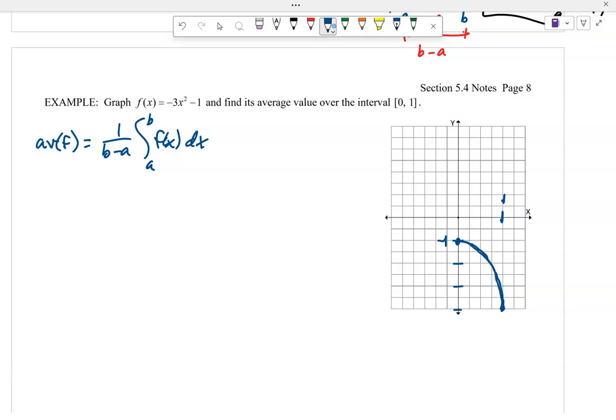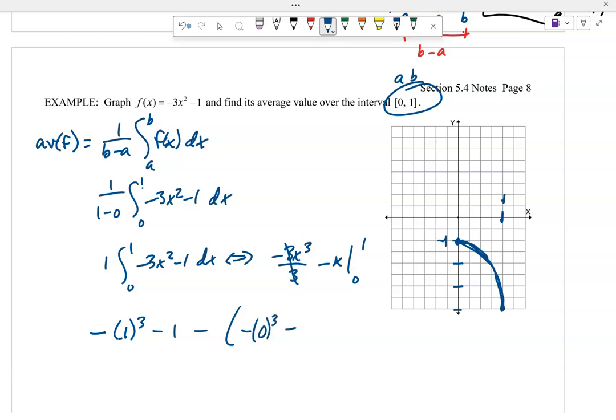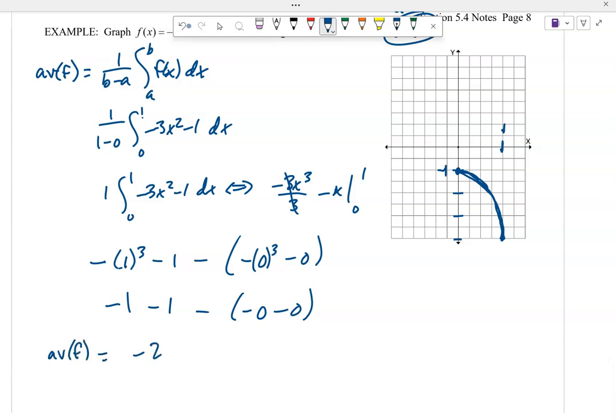Okay, so it takes on all these y values on that curve. We're trying to find the average over that curve from 0 to 1. So let's go ahead and run through it. This is our a, that's our b. So 1 over 1 minus 0 times the integral from 0 to 1 of negative 3x squared minus 1 dx. So I've got 1 over 1, just a 1 out front. My average value, if I run the integral here, I've got negative x cubed minus x, and then I plug in 1 and 0. So we get negative 1 minus 1 minus negative 0 minus 0. So we get negative 2. The average y value on that interval is an average functional value of negative 2.